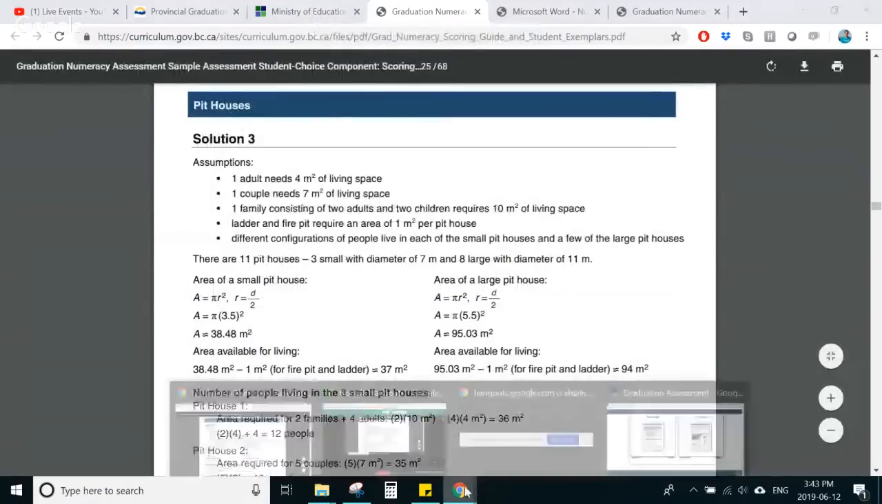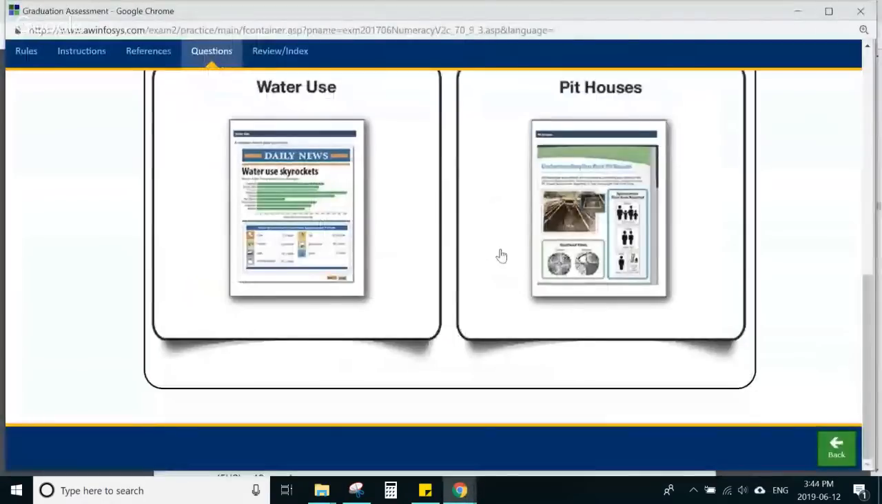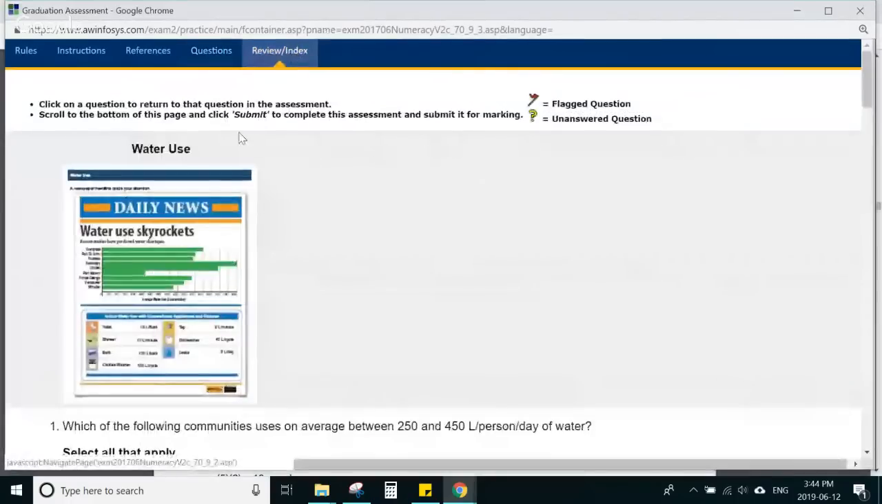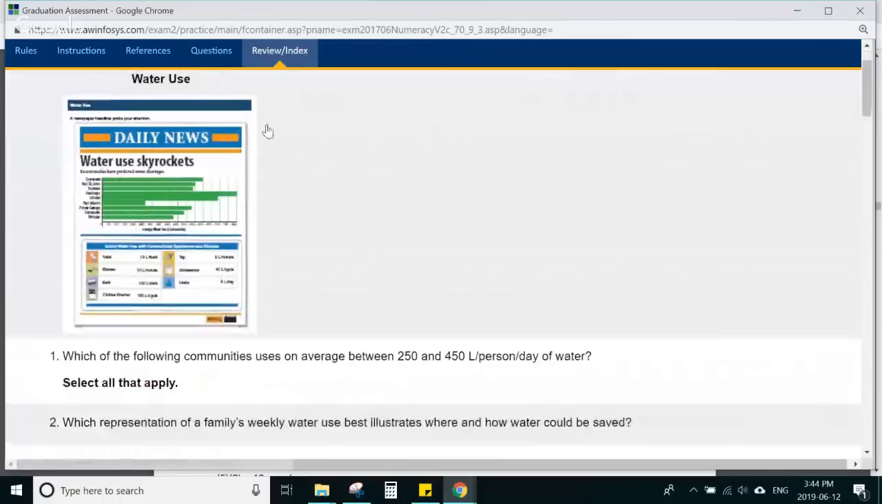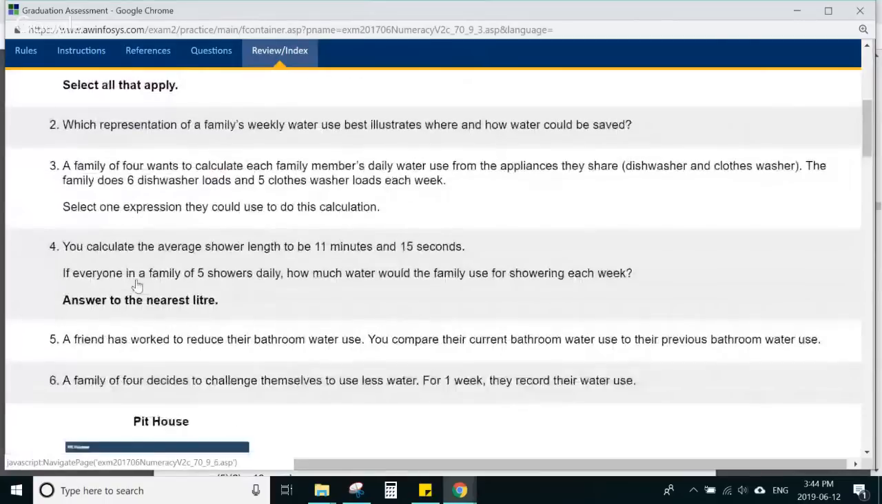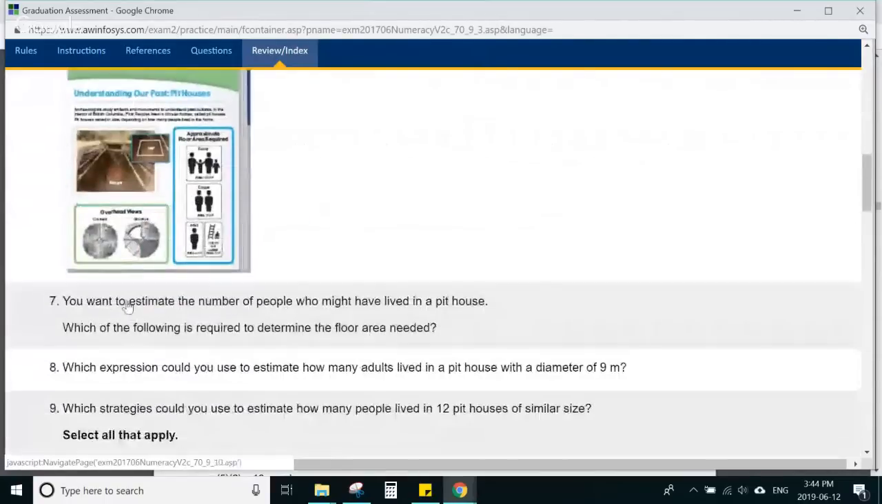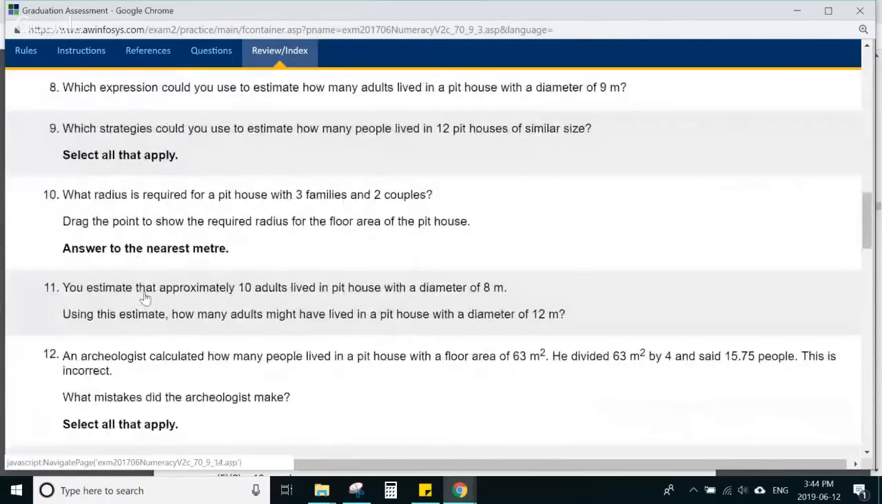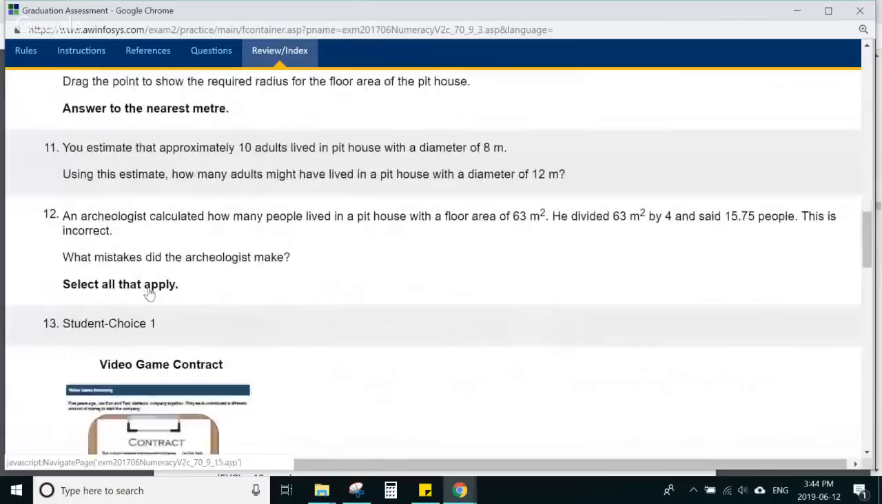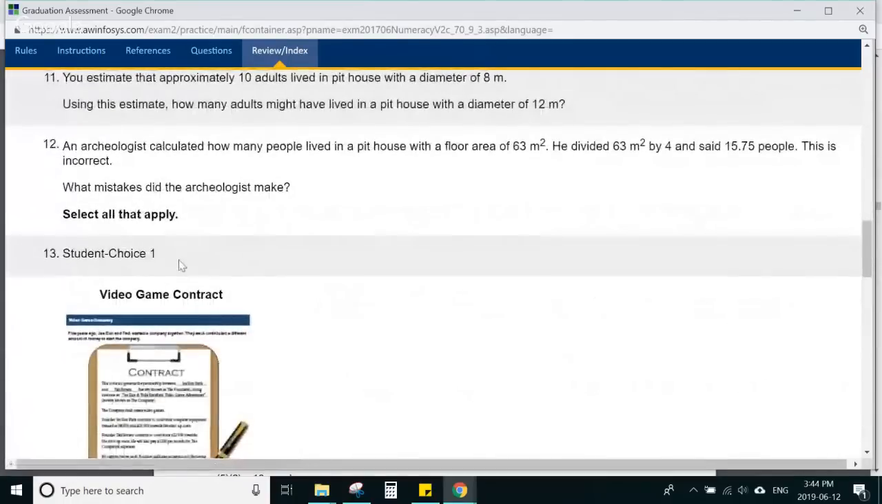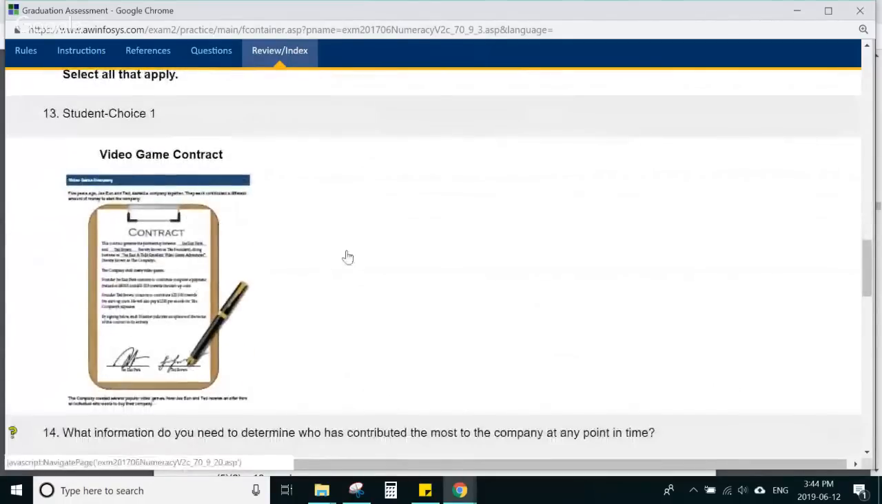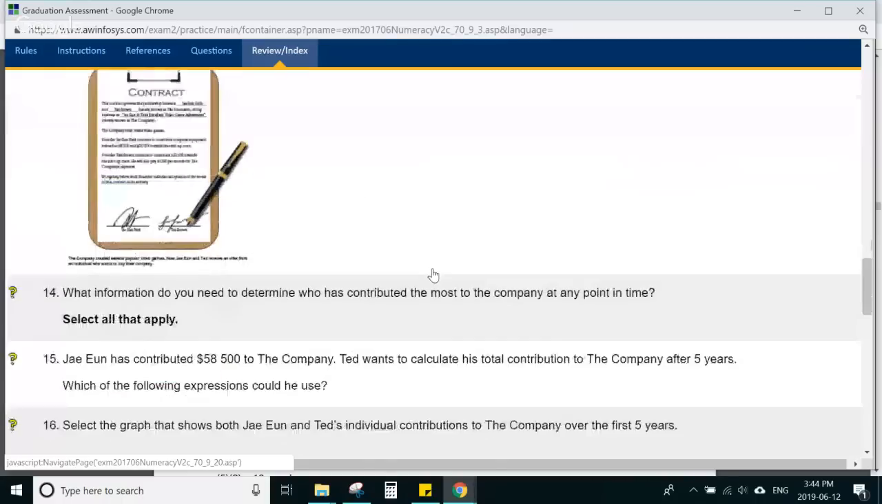I'm going to head back to our electronic version of the test, and I want to show you how you can navigate through different questions. The Review Index tab shows you the different sections: the first water use section and the first 6 questions, then pit houses with the next 6 questions, and then our choice, which comes up after, student choice 1. Which one did we choose? We can go back to that.